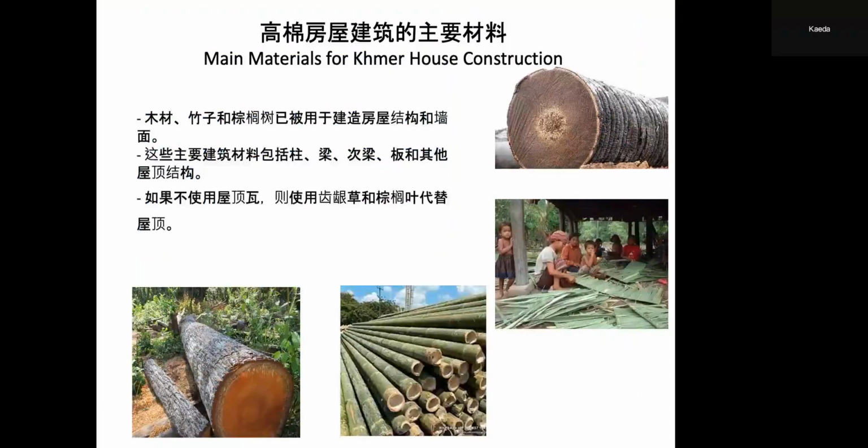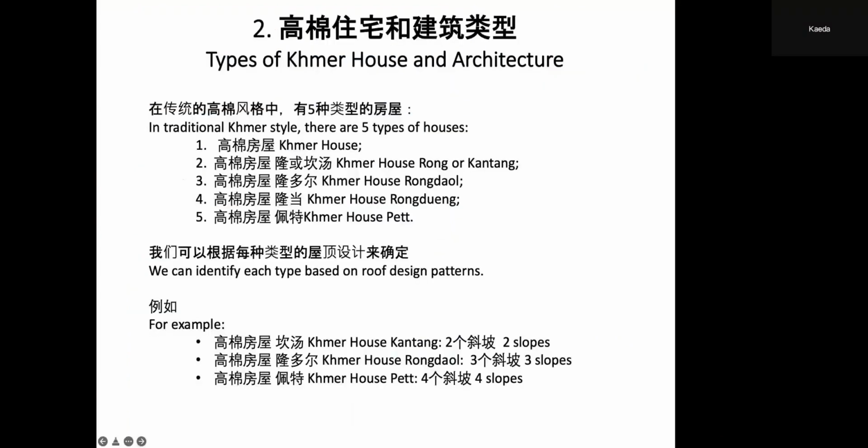Here is the second and the most important section in the presentation today: the house and architecture. In traditional style, there are 5 types of houses. Number 1, the house. Number 2, the house or compound. Number 3, 4, and the Khmer house back. Among these 5 types of houses, number 3, the Khmer house run down, is the most popular one.